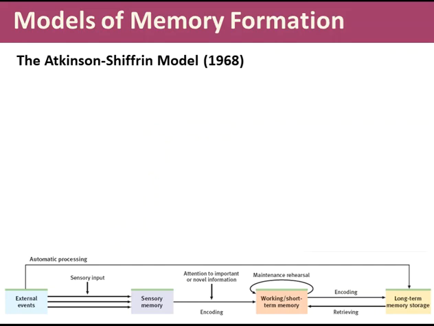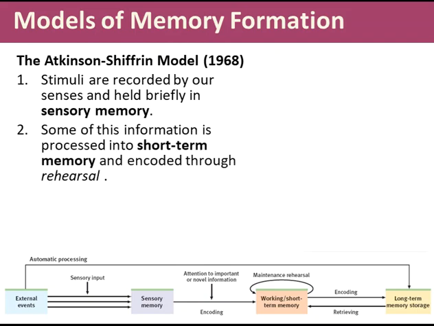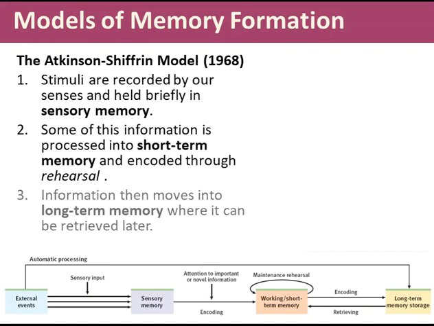Now let's look at the Atkinson-Shiffrin model done in 1968. Stimuli are recorded by our senses and held briefly in what is referred to as sensory memory. Some of this information is processed into short-term memory and encoded through rehearsal. Information then moves into long-term memory where it can be retrieved later.